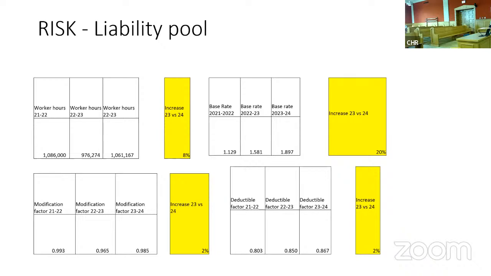So they have a base rate, and that went up 20%. The modification factor is another piece of the calculation, and that's based upon our actual loss ratio. Ours has gone up slightly, which is good, that it didn't go up drastically. Then they have another factor called the deductible factor. Right now that is based upon us being, I think, at a 100K deductible. But they have different rates if you wanted to be at a 250 deductible.